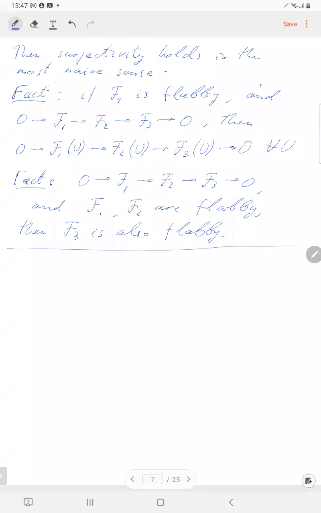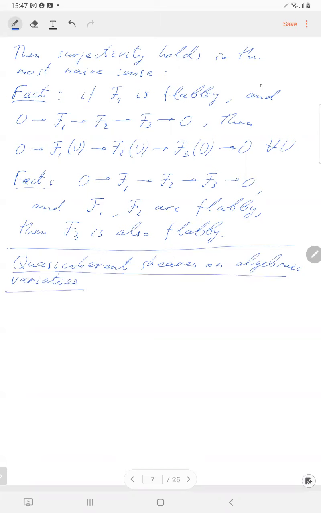Okay, so now we have 15 minutes left, so let's move to quasi-coherent sheaves on algebraic varieties. And in fact, this will be our topic for the rest of the year and for the rest of our lives, whatever. We'll continue to study those quasi-coherent sheaves.